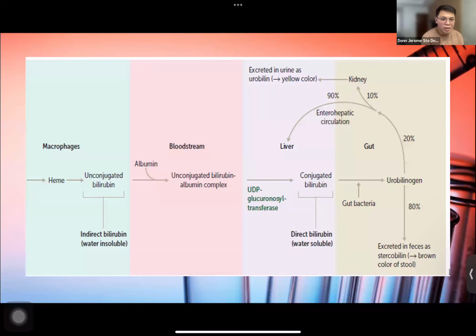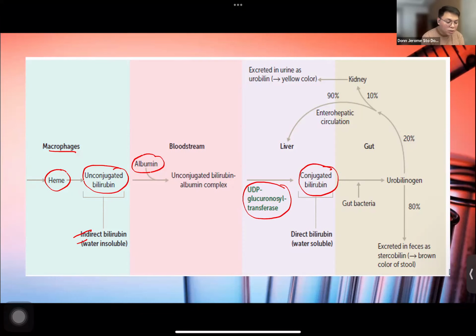Ito din po yun. Initially, heme is degraded in the reticuloendothelial system, forming unconjugated bilirubin, indirect bilirubin, or water-insoluble bilirubin. Being lipophilic, kailangan ba niya ng transporter? Yes po, Doc, in the form of albumin. It will then go to the liver where it undergoes 2 rounds of glucuronidation with the help of the enzyme UDP glucuronyl transferase. We now have conjugated bilirubin or bilirubin diglucuronide, otherwise called direct bilirubin, water-soluble bilirubin that is transported into your bile canaliculi going into your intestine.